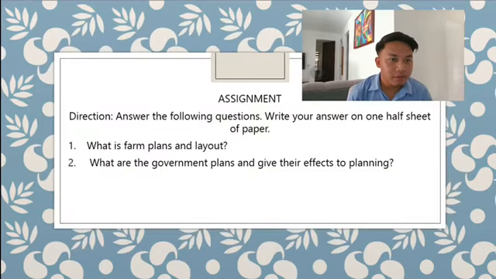For your assignment, please write it in your notebook. Here are the directions. Answer the following questions and write your answer on the half sheet of paper. Everybody, can you read?